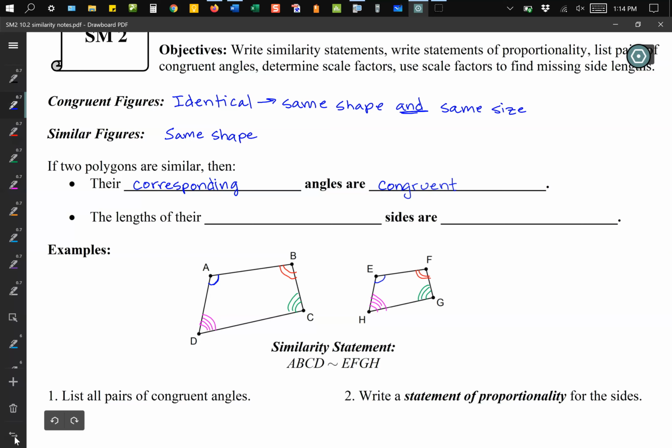What the sides are proportional. So the lengths of the corresponding sides are proportional to each other. So what that means is that they all have the same ratios. I'm going to mark the corresponding sides here. So I'll do this one in blue, this one in pink, this one in green, and this one in yellow.